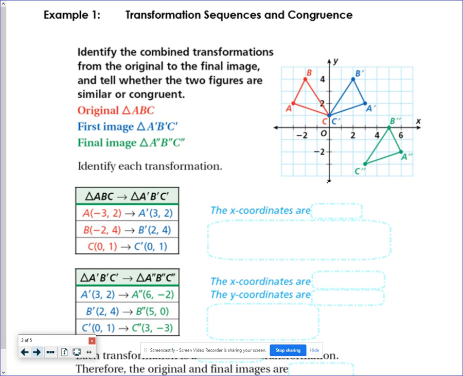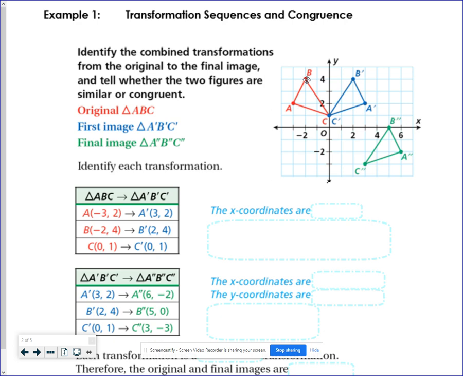So as I'm looking at this, without even looking at the tables and all that stuff that's on here, I want you to notice that to go, for instance, from B to B prime, it's going over the y-axis, and so did A to A prime. And C actually stayed right in the same place. So that to me is telling me that we have a reflection over the y-axis, right?